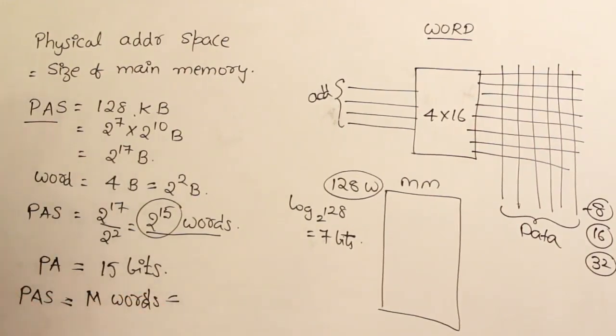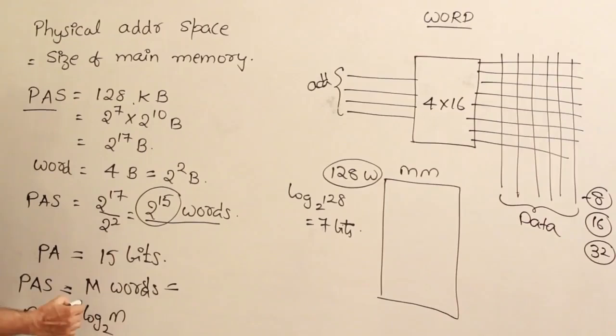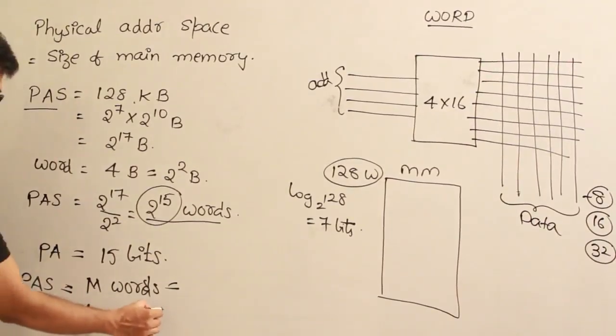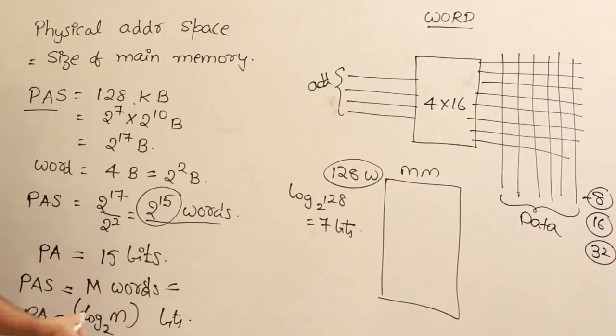So in general, if the physical address space is going to be, let us say, M words, then the physical address, which means the number of bits required in the physical address, is going to be log M base 2 bits, right? This is the physical address.